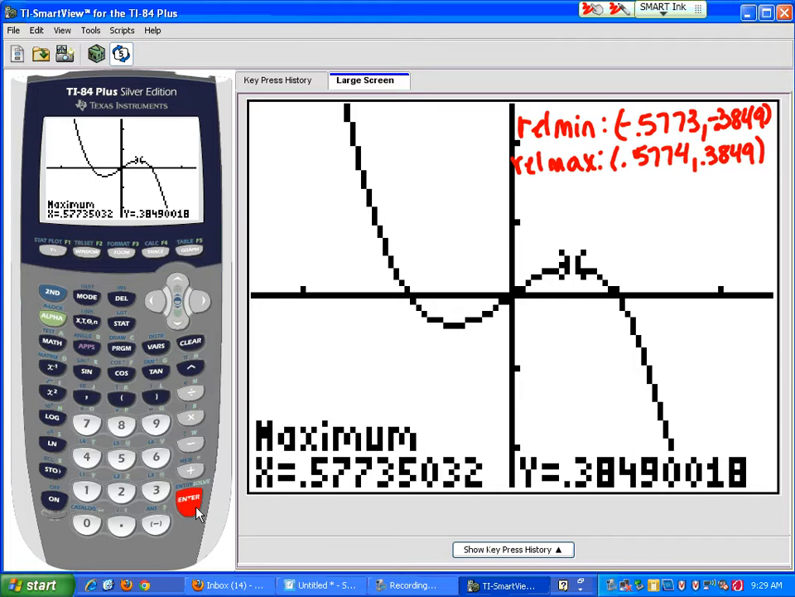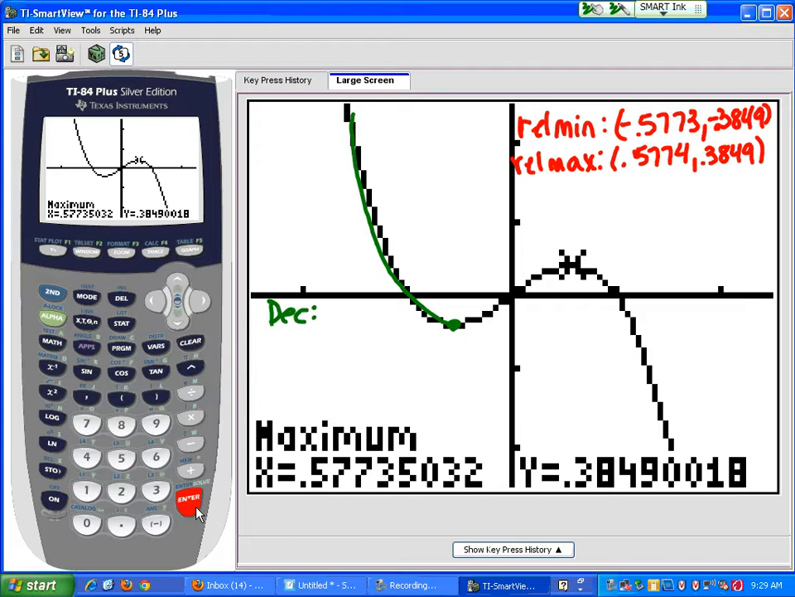Now that I have that, I can easily figure out the intervals where my graph is increasing, decreasing, or constant. Do I have any constant on this graph? No. As my graph is moving from left to right, when I get to this relative minimum point right here, what is my graph doing? It's decreasing, because as x is increasing, my y values are decreasing. So I know from here to here we are decreasing, so I'm going to write that we are decreasing.